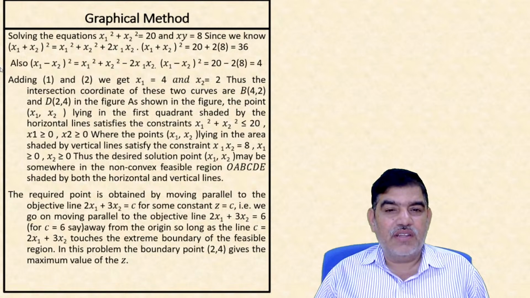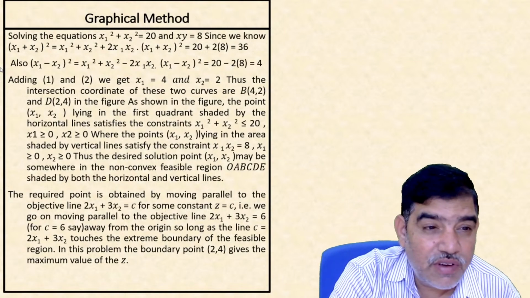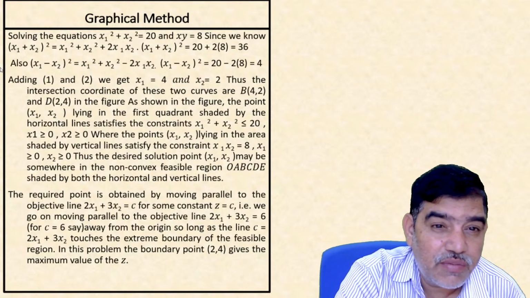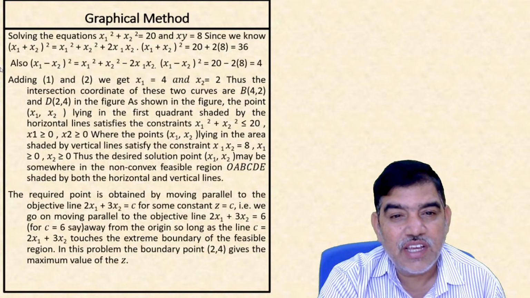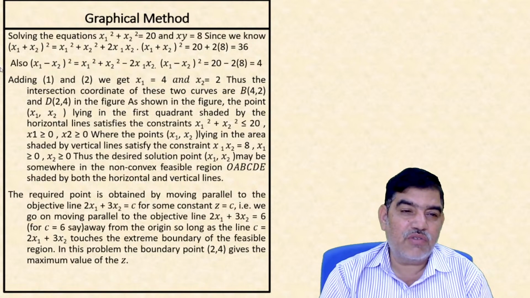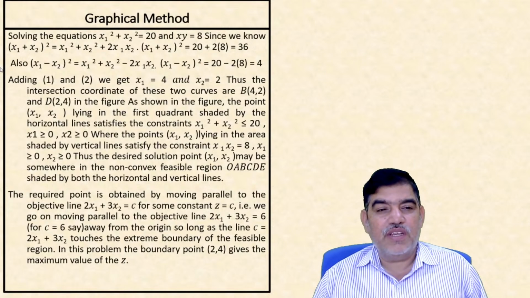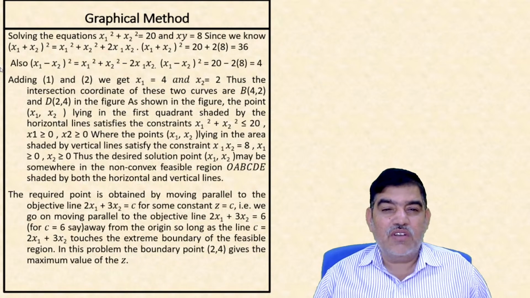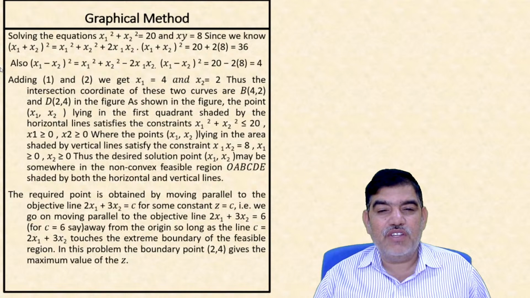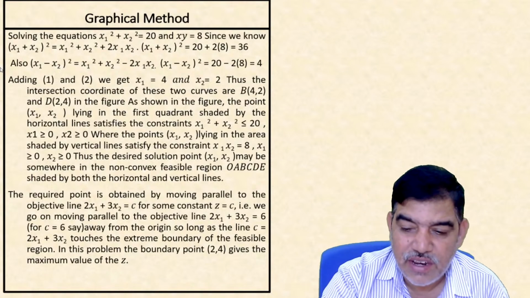lying in the first quadrant. The area shaded by horizontal lines satisfies the constraints x1² + x2² ≤ 20, x1 ≥ 0, x2 ≥ 0, whereas the points x1 and x2 lying in the area shaded by vertical lines satisfy the constraint x1·x2 = 8 and x1 ≥ 0, x2 ≥ 0. Thus, the desired solution point (x1, x2) may be somewhere in the non-convex feasible region. Non-convex means the points O, A, B, C, D, E, shaded by both horizontal and vertical lines.